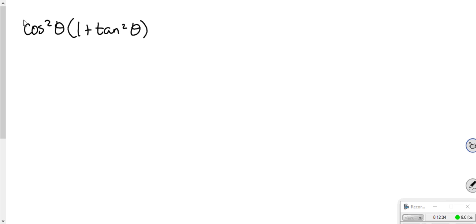Now, cosine squared theta times 1 plus tangent squared theta. Now, this 1 plus tangent squared theta is another trig identity. We talked about the one earlier that was sine squared plus cosine squared equals 1. Well, this is another one. Tangent squared plus 1 equals secant squared. So let me write that down.